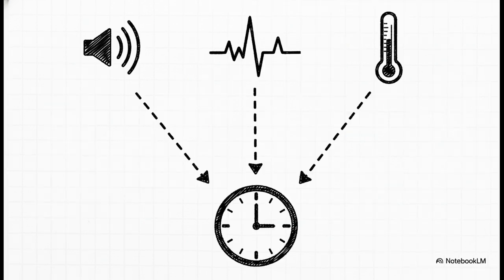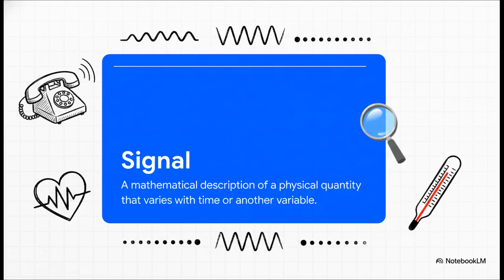So, did you spot the pattern? In every single one of those examples, we had some kind of physical quantity: sound pressure, voltage, temperature. And the key thing is that it varies. It changes. And for pretty much everything we'll do in this course, it's changing with respect to one big independent variable: time.